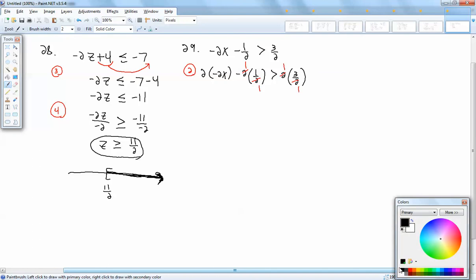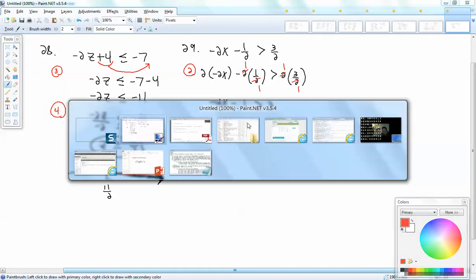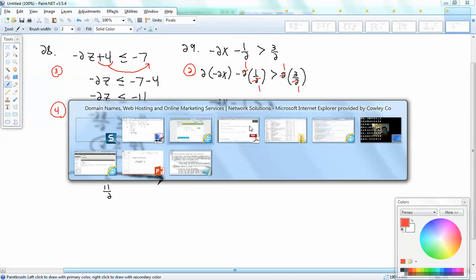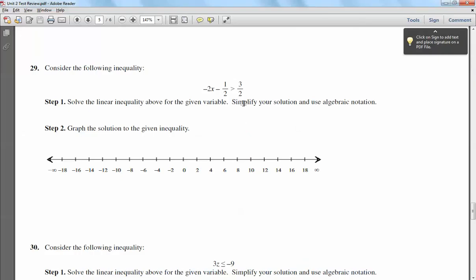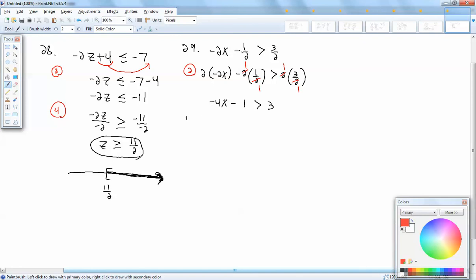Now all of our denominators have disappeared, so that means it worked. 2 times negative 2 gives us negative 4x minus 1 times 1 is 1. It's greater than 1 times 3 is 3. And was that actually a greater than? Yeah, it was. Okay.